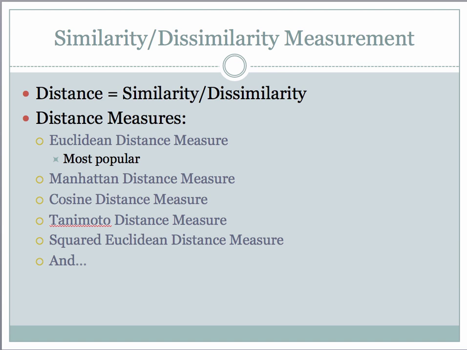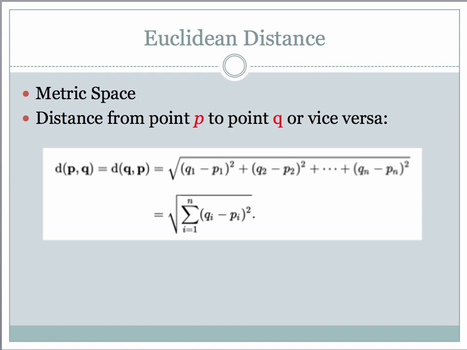There's also the Manhattan distance measure, which is quite similar to Euclidean distance. Instead of taking the squares, we only take the absolute values and we add the distances. Of course, I will show you a formula for the Euclidean distance to remind your memories. We might have a cosine distance measure, a Tanimoto distance measure, or a squared Euclidean distance measure, and so on and so forth. There could be many different measurement techniques.